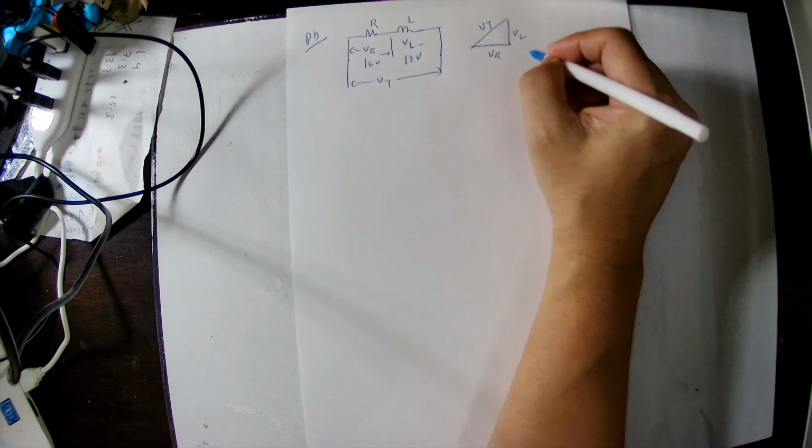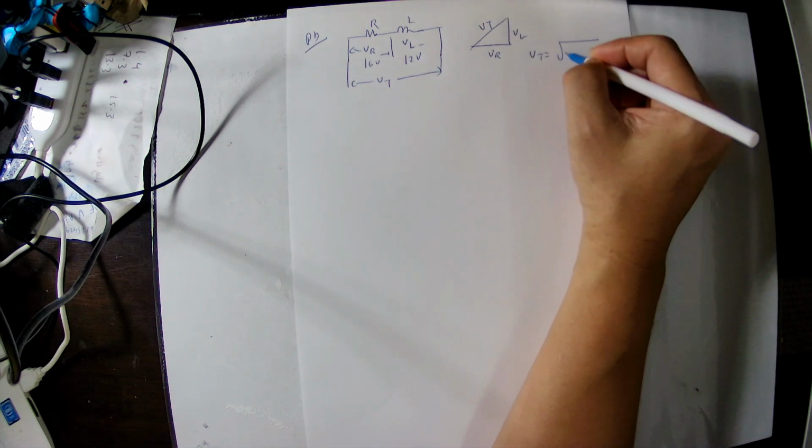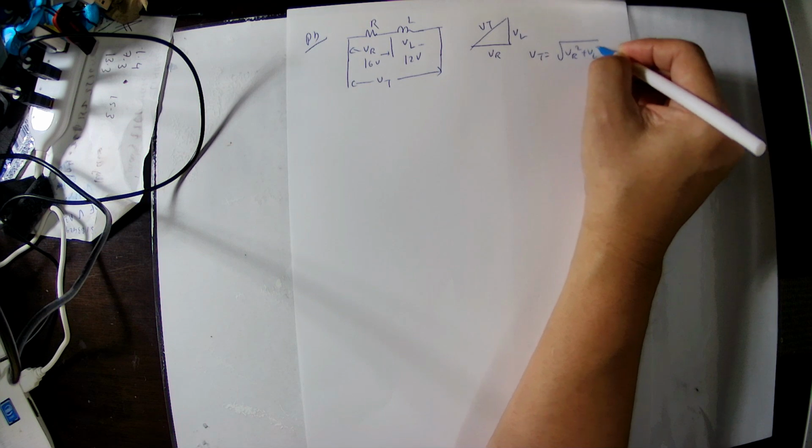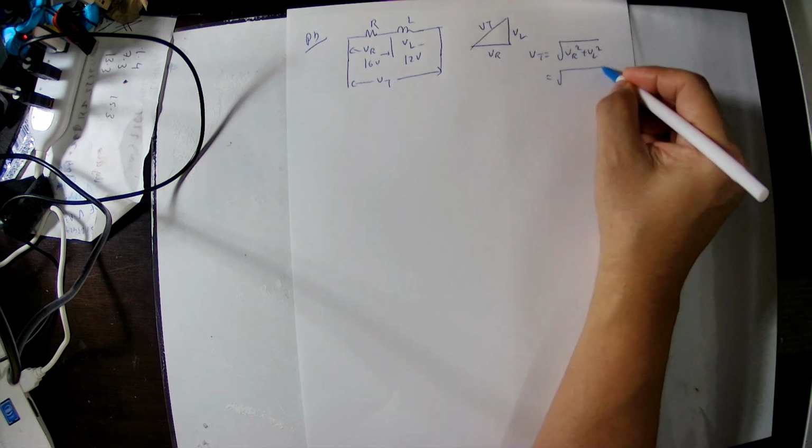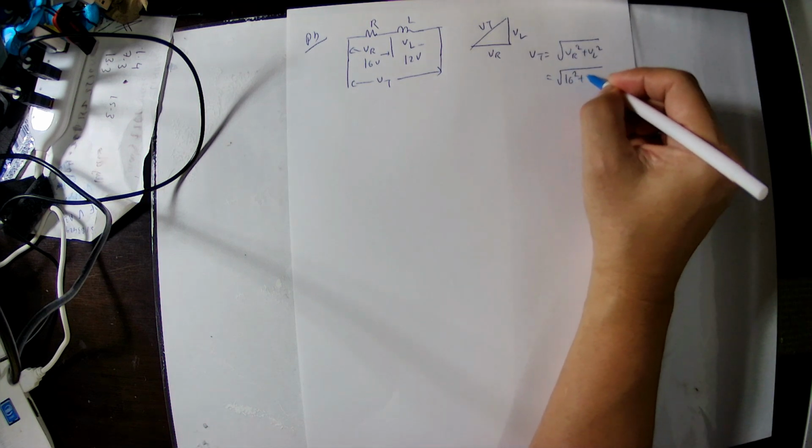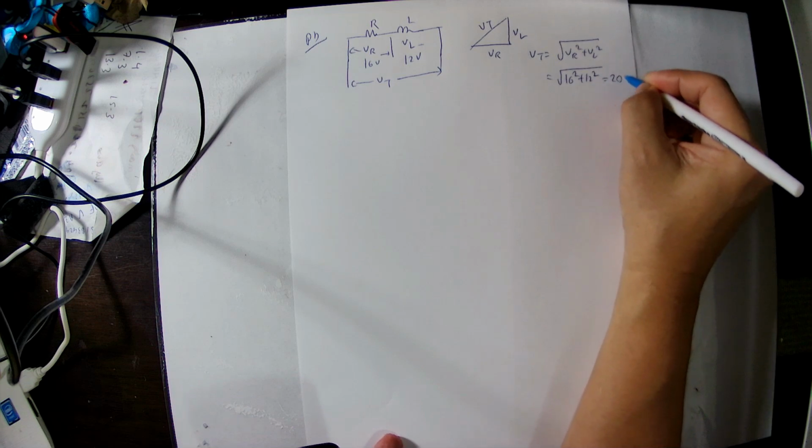In this case, we can find the equation VT equal to square root of VR square plus VL square. VR is given as 16, so VT is 16 square plus 12 square. We calculate the square root, we got 20 volt. Supply voltage is 20 volt, we calculated that.